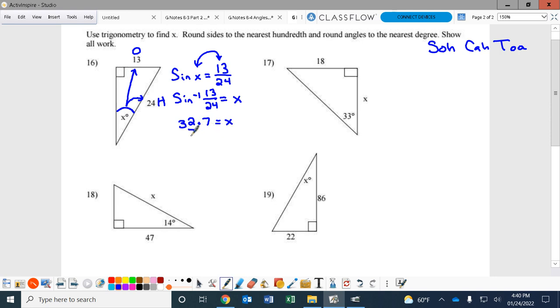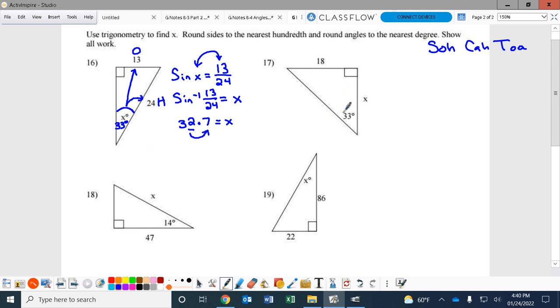So we're trying to decide what to do with this 32. Is it going to stay a 32 or go up? Based on the 7 behind it, it's going to go up, and it's going to go up to 33. That would be your degree or your angle right there.